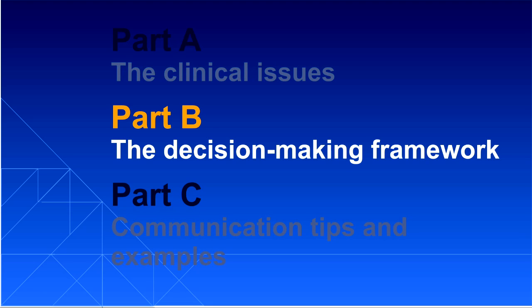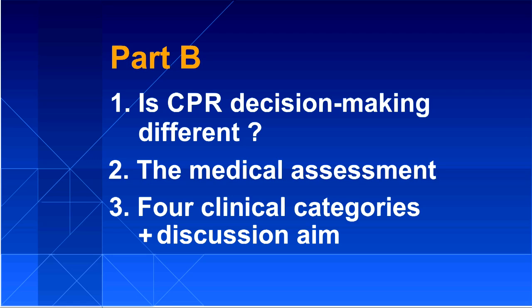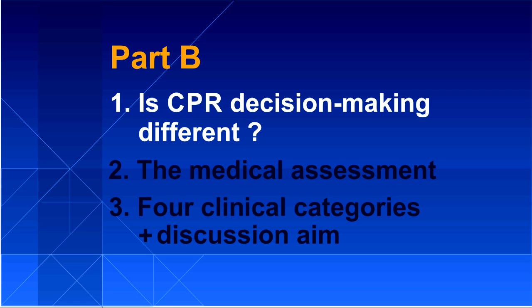Part B covers a systematic approach to CPR decision-making. It begins with a medical assessment and a medical decision. It identifies 4 clinical categories, each with its own discussion aim, and it incorporates the individual patient's values and what is important to them.